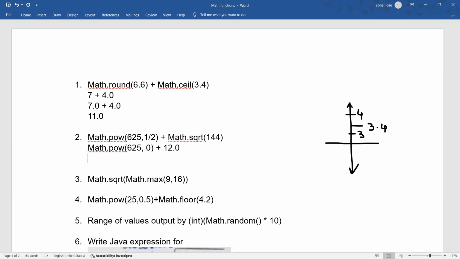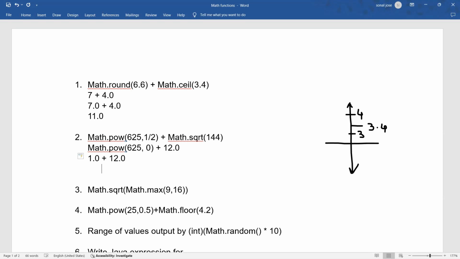Power of 625 raised to 0. Any number raised to 0, answer is 1. Data type is double. So this will be 1.0 plus 12.0. And answer will be 13.0. Okay, so do note this carefully. Anything you're given over here, divide it, but make sure that if they are integers, make them integer division. Okay, and then take the answer.